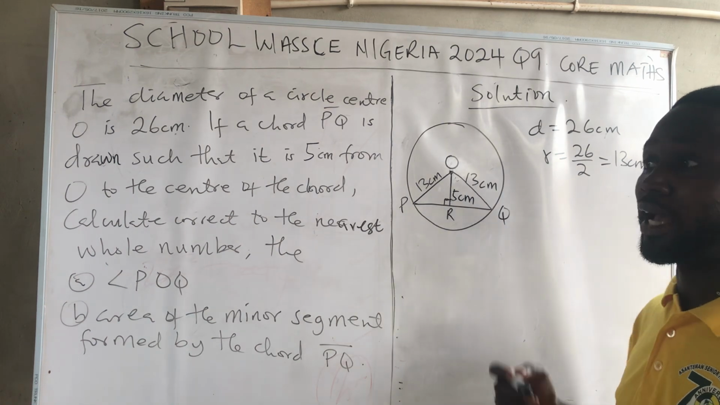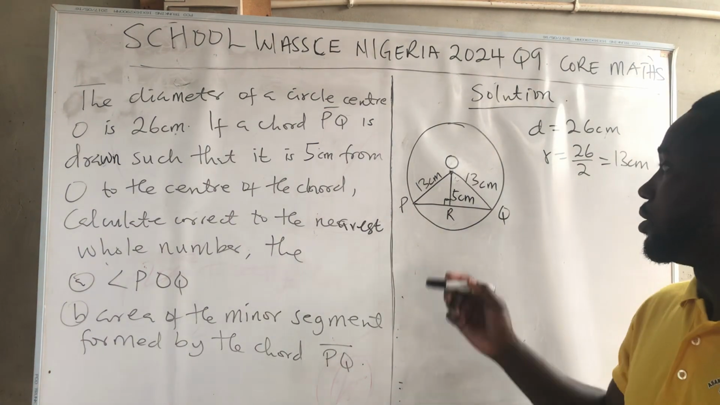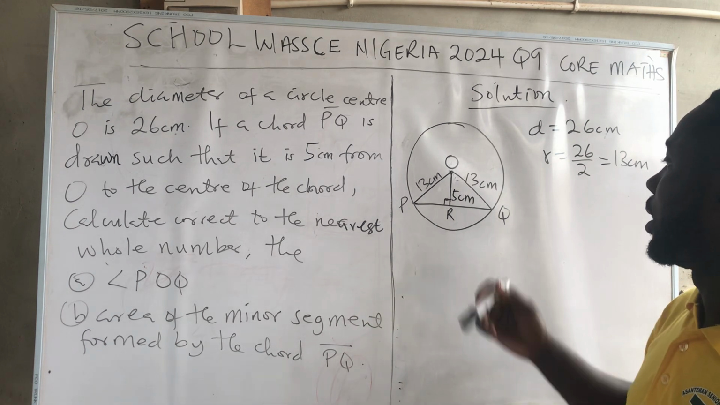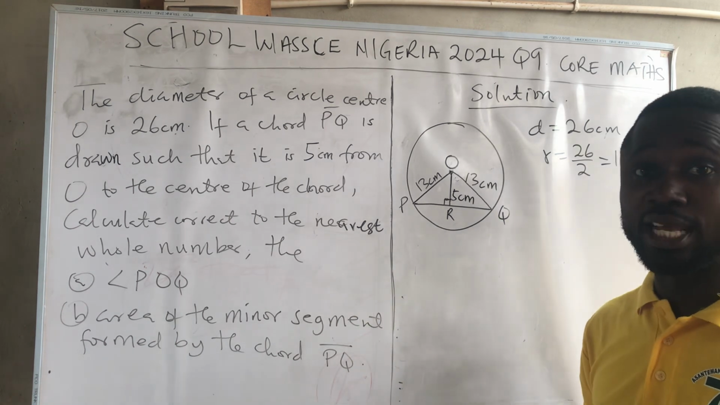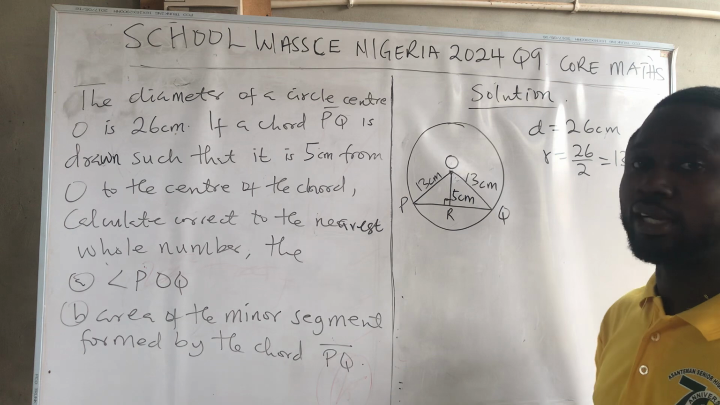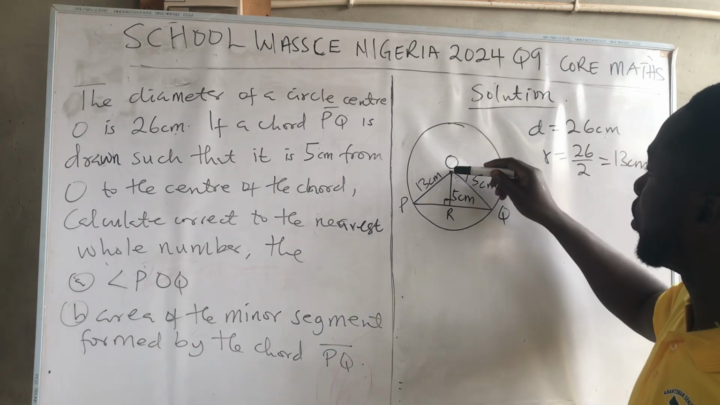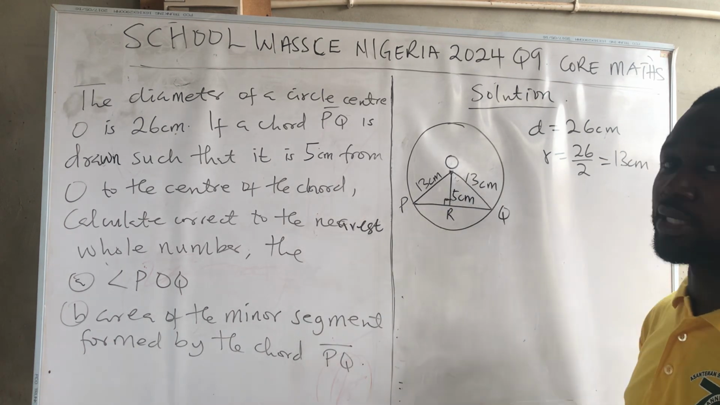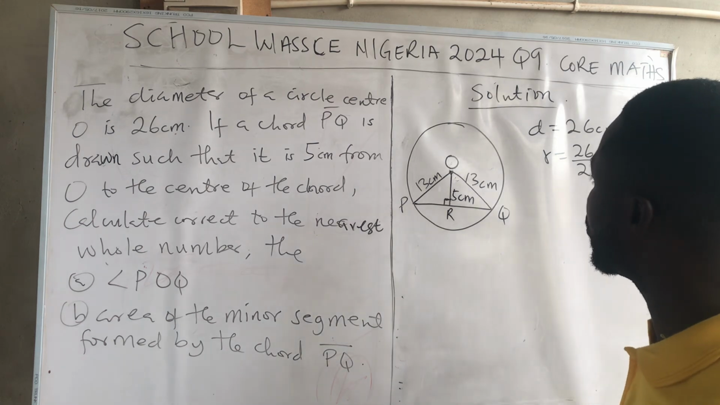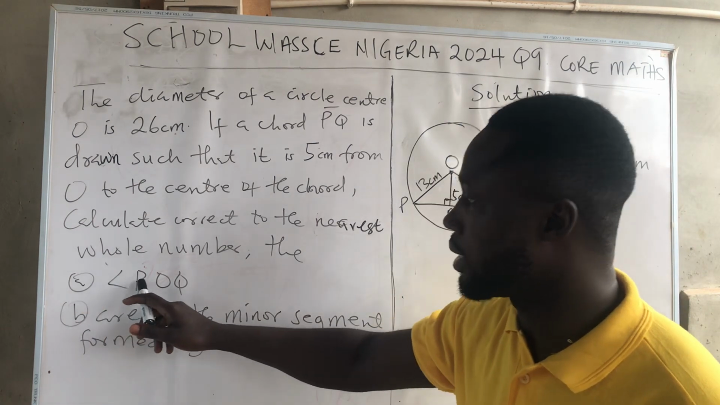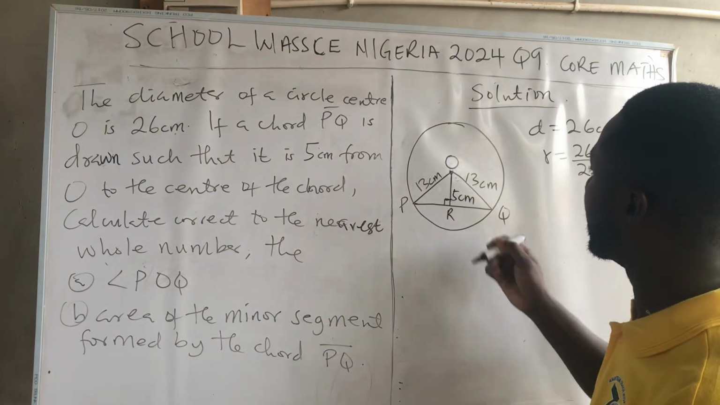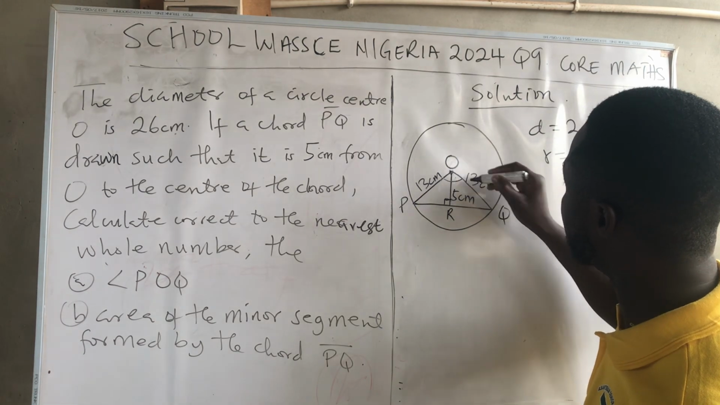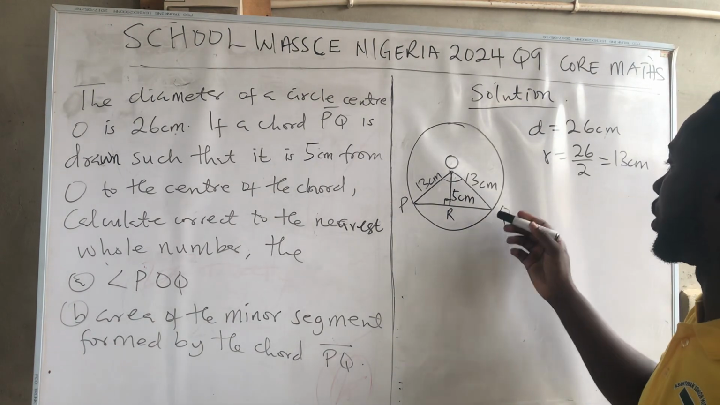Angles on a straight line add up to 180. A right angle triangle is a triangle in which one of the interior angles is 90 degrees. And here is also a right angle triangle. Because this line divides the chord into 2, then here will be the same as here. So the question is telling us to calculate angle POQ. POQ is here, so this is my angle POQ.